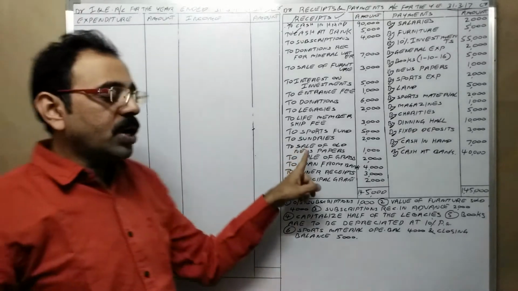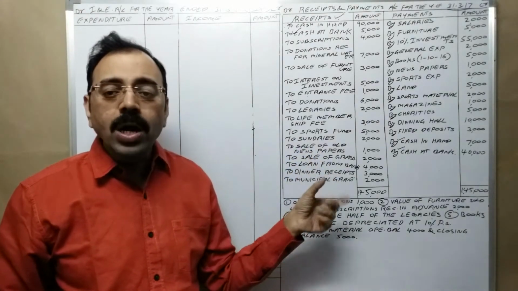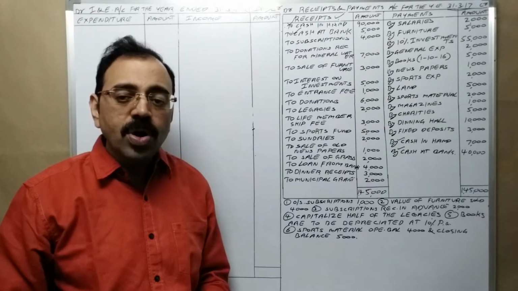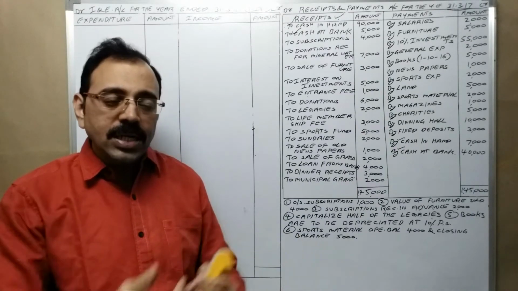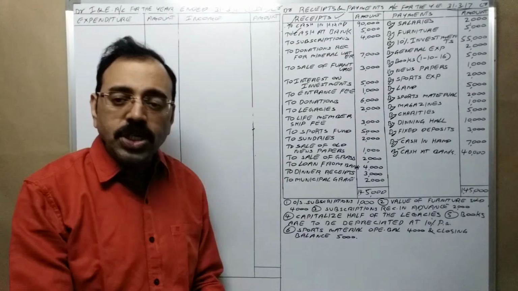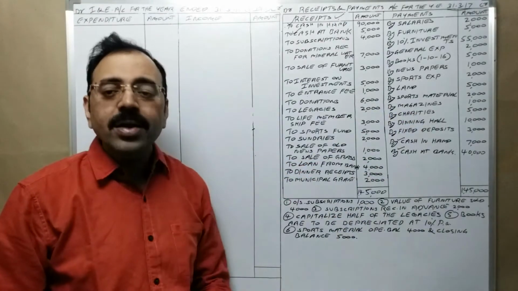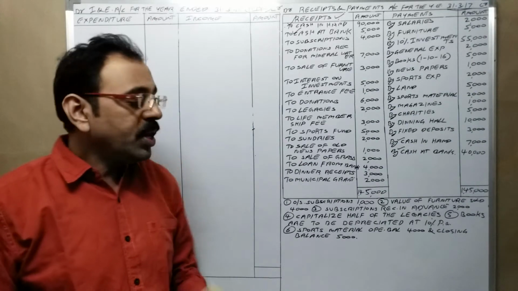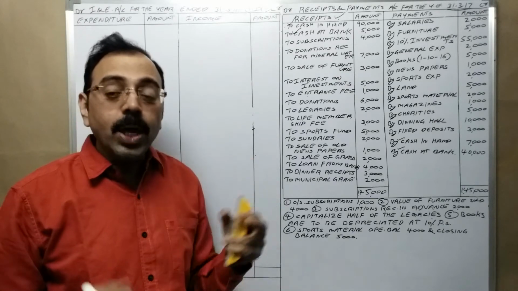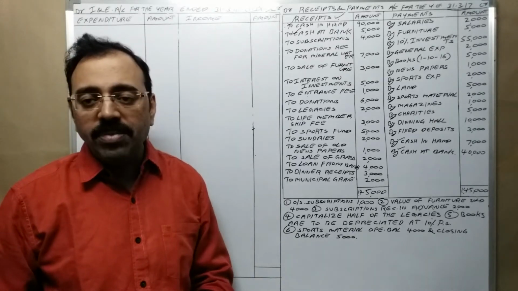Receipts and payments account is prepared on cash basis method. Cash basis means what? Whenever cash is coming, we record that in debit side. Whenever cash is going, we record that in credit side. But in case of income and expenditure account, we follow accrual basis of accountancy.